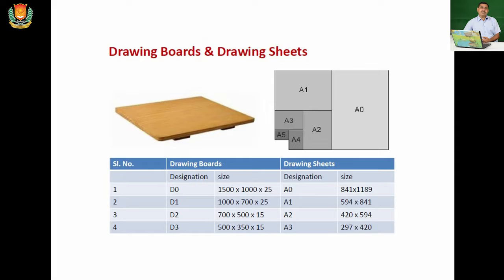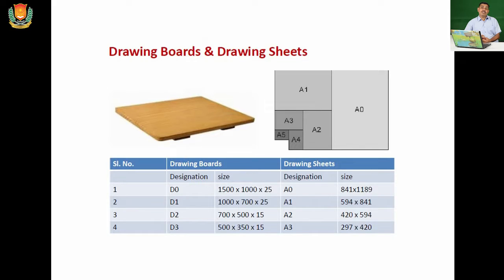First, the drawing board and drawing sheets. There are standard dimensions of the drawing board and standard dimensions of the drawing sheet. If we are using the D0 drawing board, the standard dimensions are 1500 x 1000 x 25 mm. So the length of the drawing board is 1500 mm, the width is 1000 mm, and the thickness is 25 mm. If we are using the D0 drawing board, then we have to use the A0 drawing sheet. The standard dimensions of the A0 drawing sheet are 841 x 1189 mm.